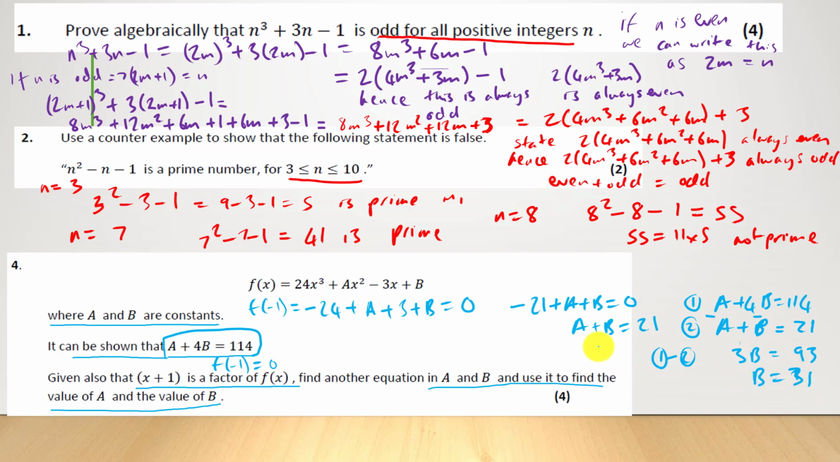So once you have b equals 31, we sub into any equation. Let's sub it into equation 2. So a plus 31 equals 21. So a equals minus 10. And we've solved this problem. b equals 31, a equals minus 10.